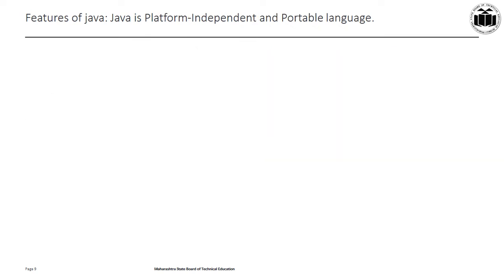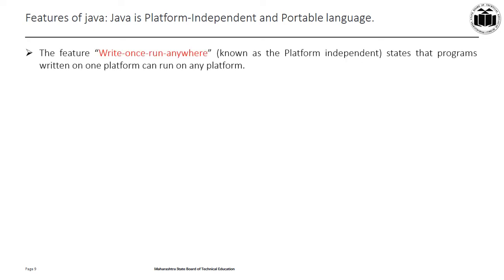The second feature is that Java is a platform independent and portable language. Now what do you mean by platform independent? The meaning of platform independent is that the Java compiled code, that is bytecode, can run on all operating systems. Being platform independent means a program compiled on one machine can be executed on any other platform. This concept is known as write once, run anywhere.